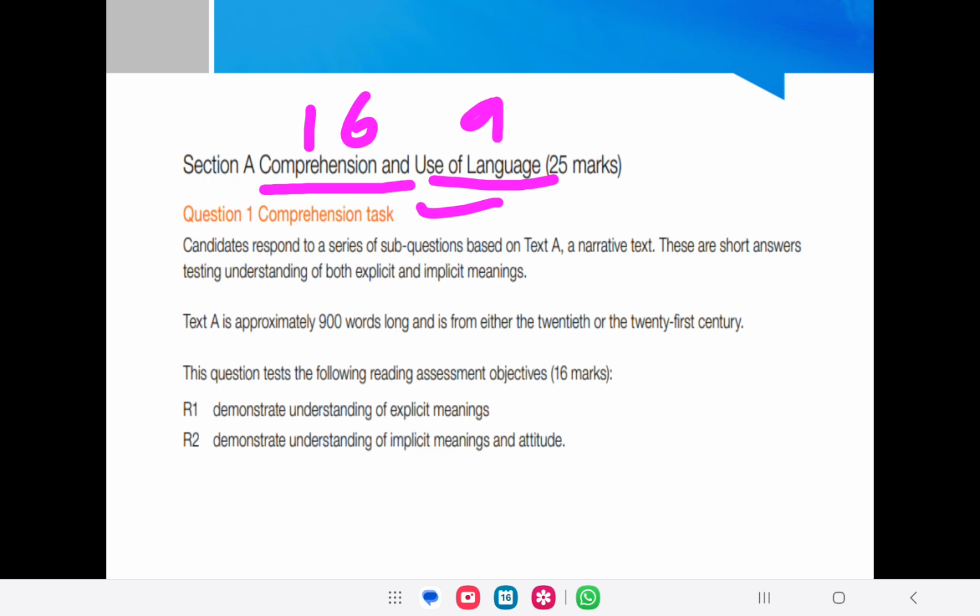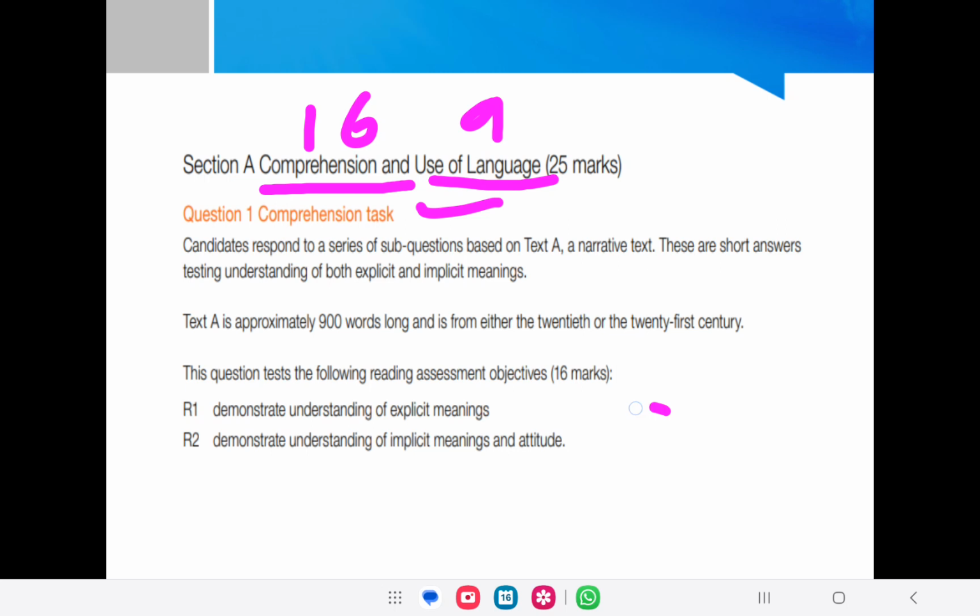So question number 1 is the comprehension task, and what do we expect the students to do? Candidates respond to a series of sub-questions based on text A, a narrative text. These are short answers testing understanding of both explicit and implicit meanings, so reading objective 1 and reading objective 2. Text A is approximately 900 words long and is from either the 20th or 21st century.